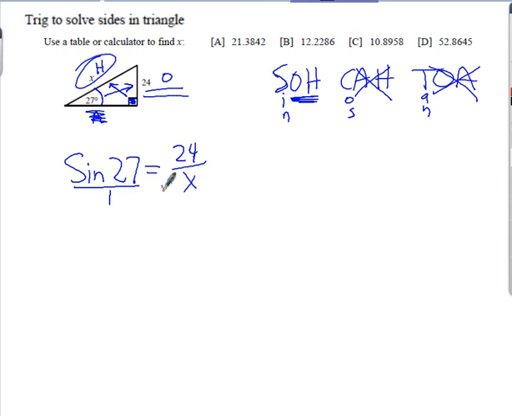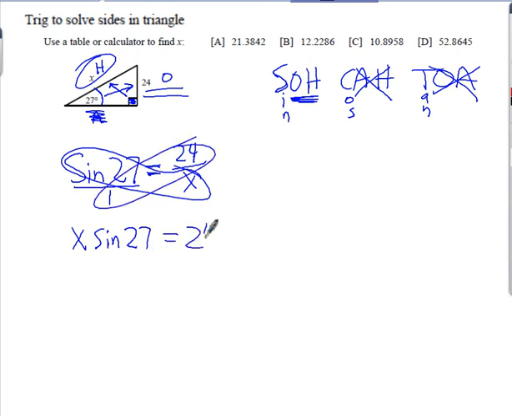Now I'm going to use proportions to solve this, and when you have a proportion, you can do this thing called cross multiplying and set up a new equation. So x times sine 27, work with me for just a minute, x sine 27, that's x times sine 27, equals 24 times 1, which is the other one that I'm going to multiply, equals 24. And I'm going to solve this for x, so I'm going to divide both sides by sine 27.